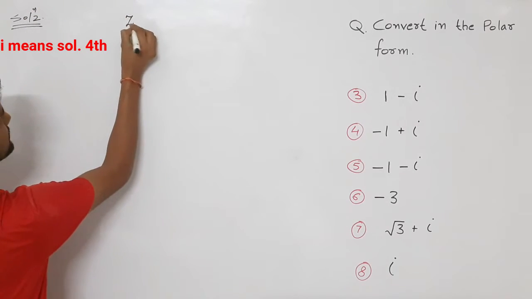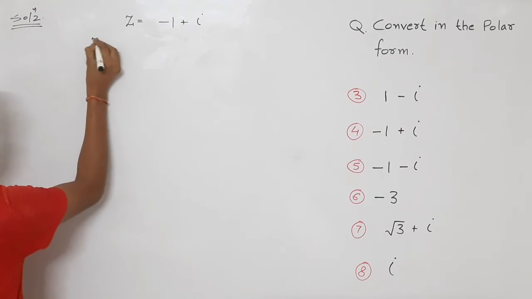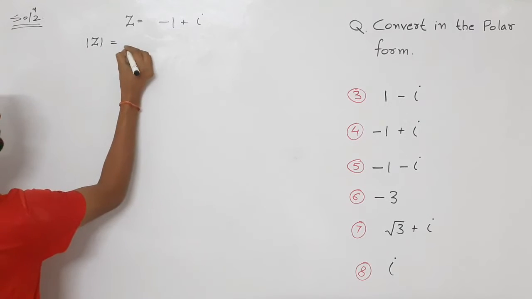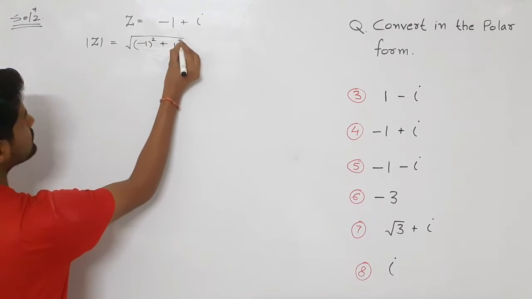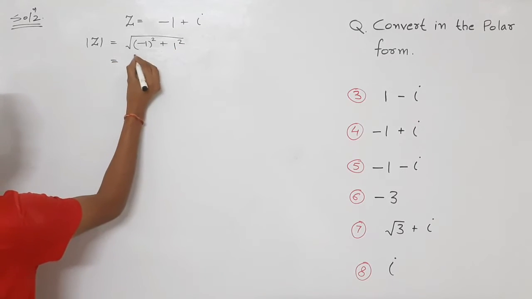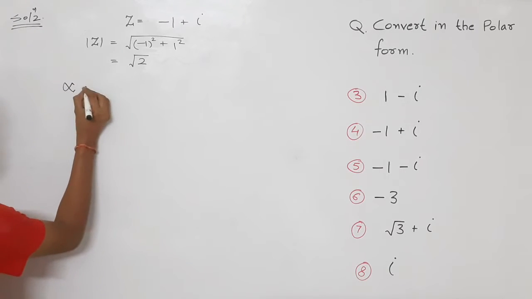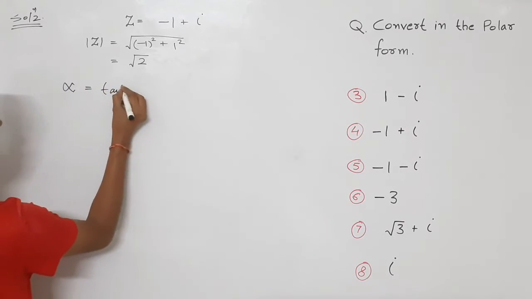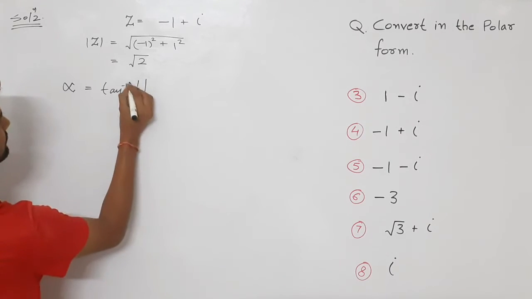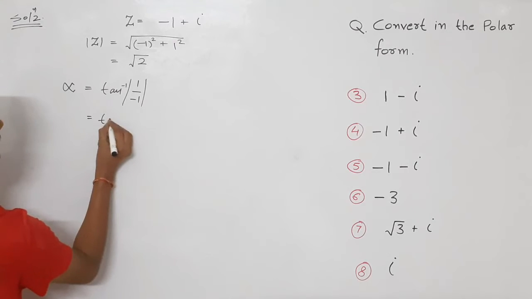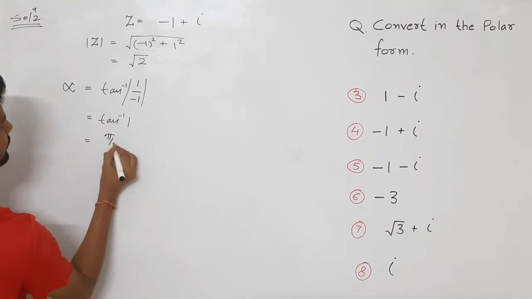So we have a complex number minus 1 plus iota, and mod of this complex number is square root of minus 1 square plus 1 square, which is again under root 2, and this acute angle is tan inverse 1 upon minus 1, which is again tan inverse 1, which is pi by 4.